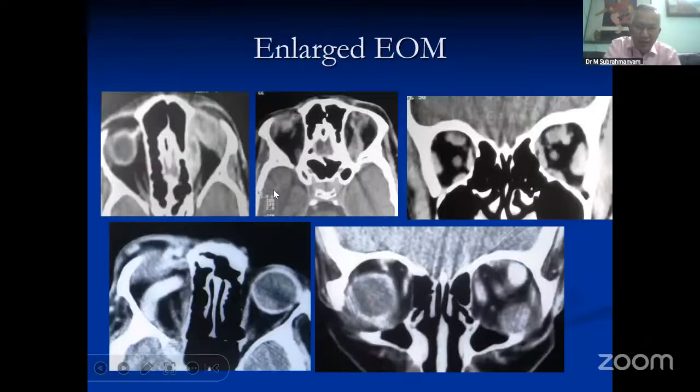Enlarged extraocular muscles can be seen in cysticercosis. This is the reflected tendon of the superior oblique, and this is the muscle with cysts involving both the muscle belly and the reflected tendon.